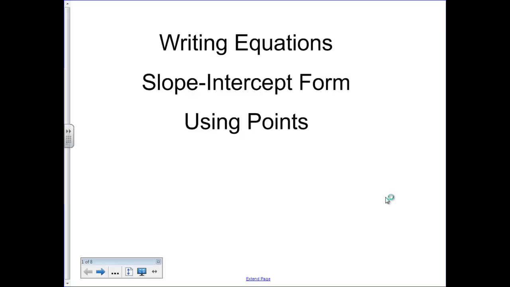Hello and welcome back. For this video, we're going to show you how to write equations in slope-intercept form just by using points without looking at the graph. There is a PDF available, so you can print that out and follow along if you'd like.